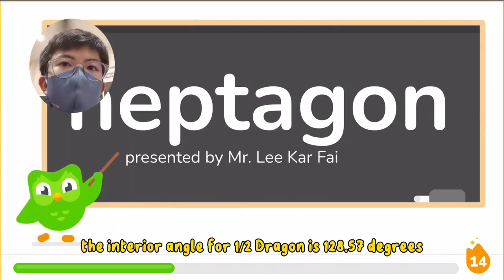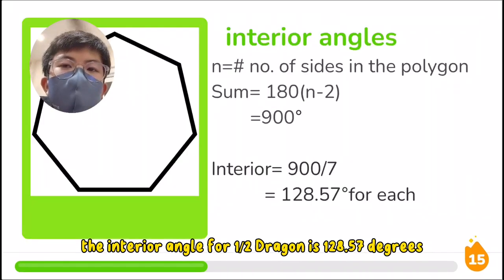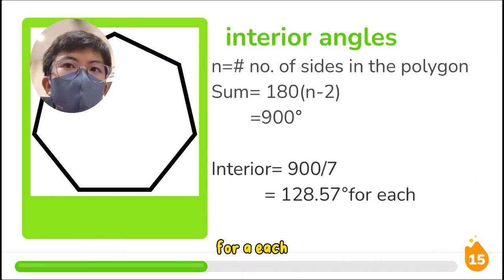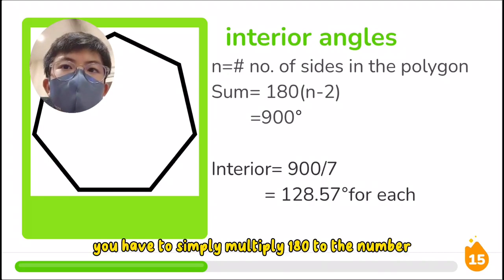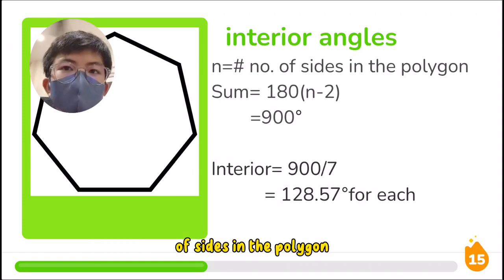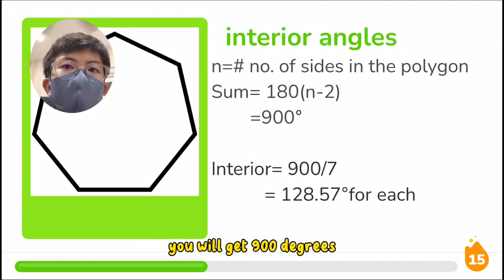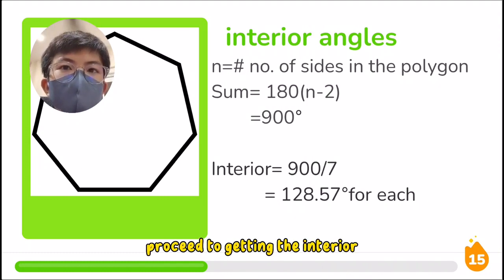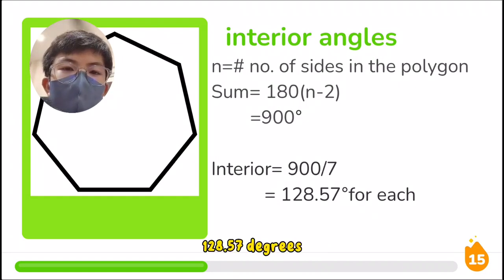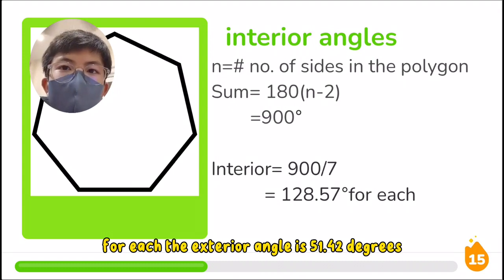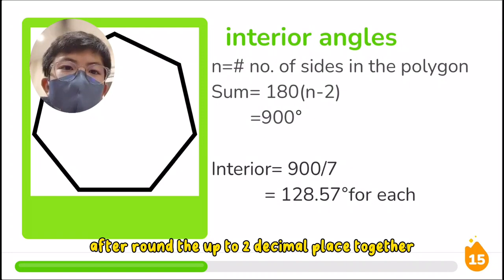Thank you, Lucas. The interior angle for a heptagon is 128.57 degrees each after being rounded to two decimal places. To find the sum, you simply multiply 180 by the number of sides in the polygon after you minus 2. You will get 900 degrees. Proceed to getting the interior angle: just divide it by 7, which would result in 128.57 degrees for each. The exterior angle is 51.42 degrees after rounding to two decimal places.